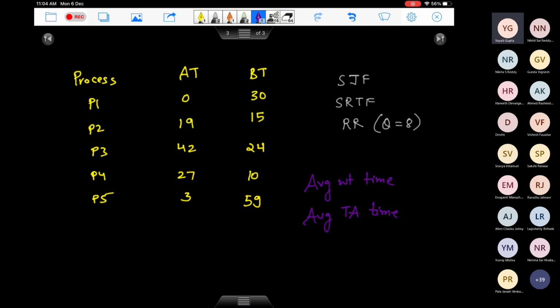All right, so Snigdha has given us one Gantt chart. Let me take a look at it. So we have P1 from 0 to 30, and then she randomly picked one of the processes. So after P1, yes, you can pick P4, because P4 has the shortest burst time among all the three processes we have. Correct.